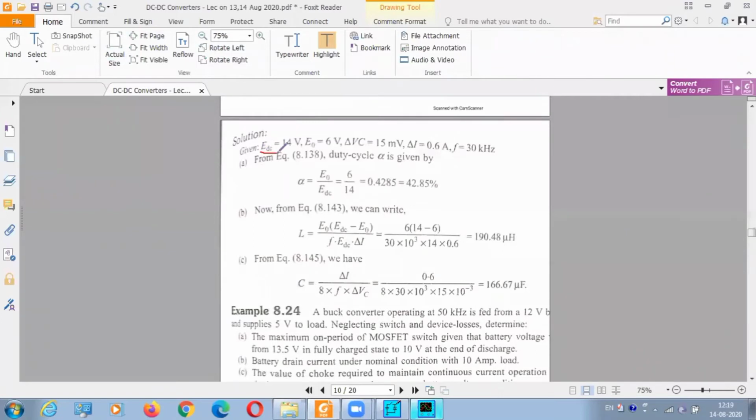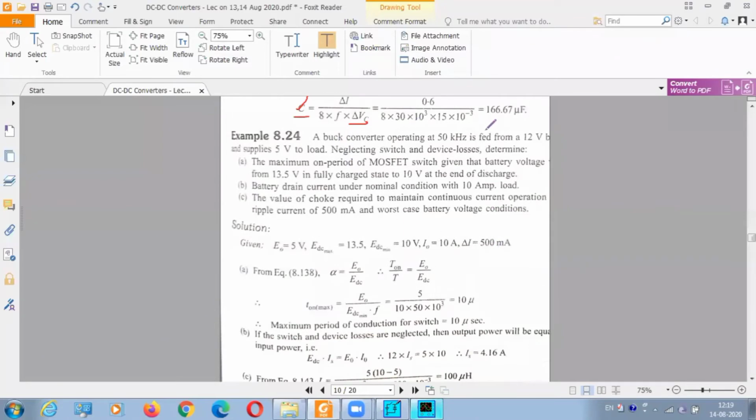See, EDC is your supply voltage, E0 the output, del VC, and del I F are given. They will tell you to calculate the duty cycle, that means alpha or D, whatever you want to use. Some books have used alpha, some books D, some books K. Then they will tell you to find L. You know the del I formula, from that you can find L. Second, you know the del VC formula, from that you can find C. All values will be given. This is a direct problem.